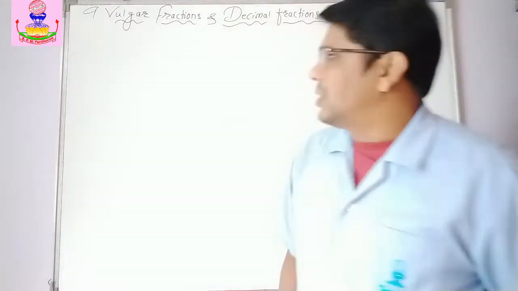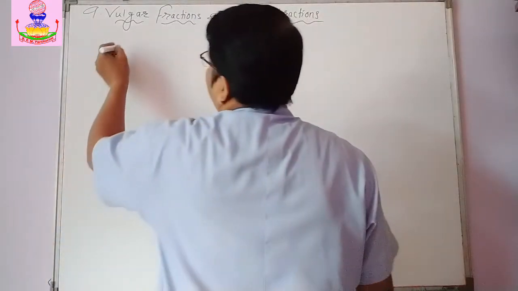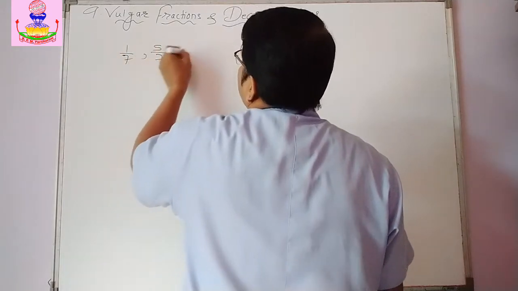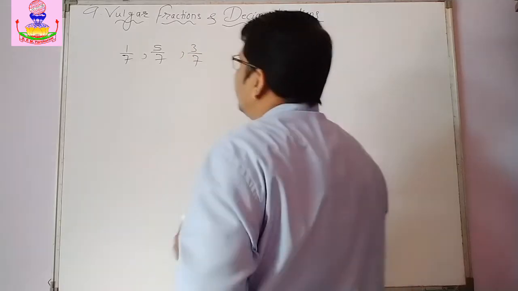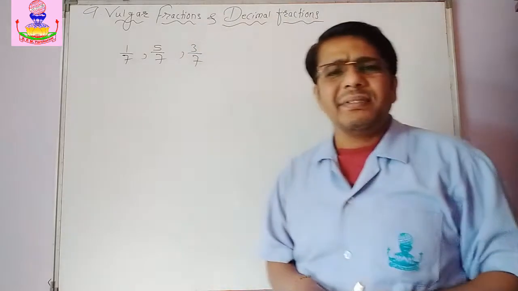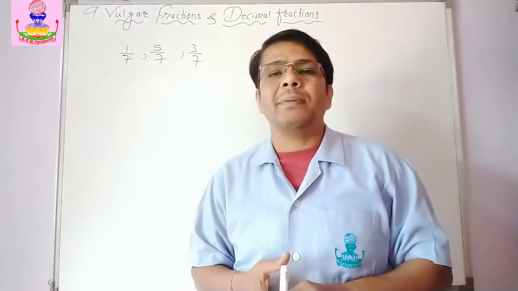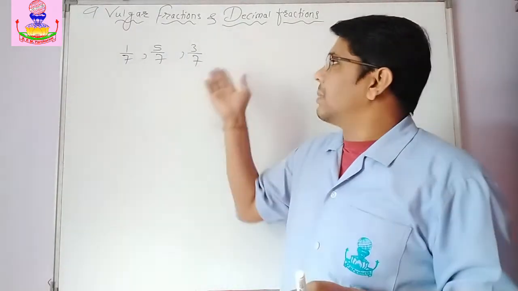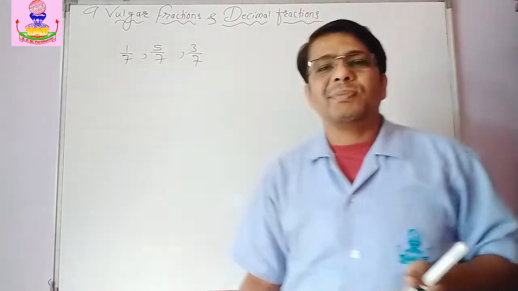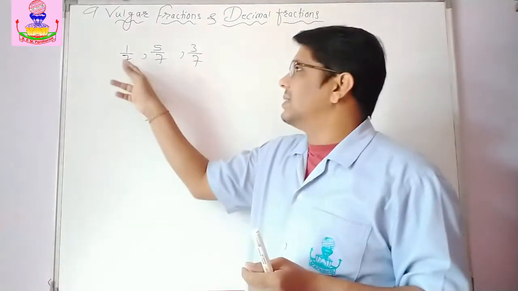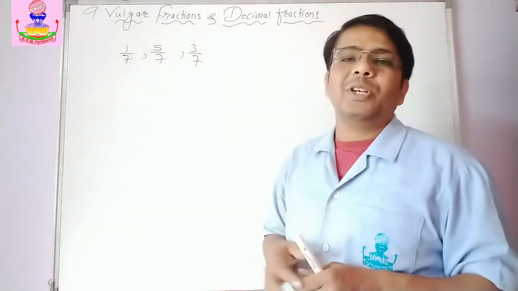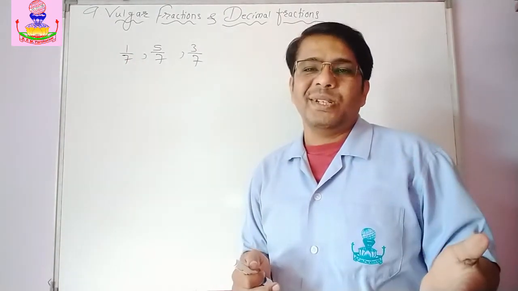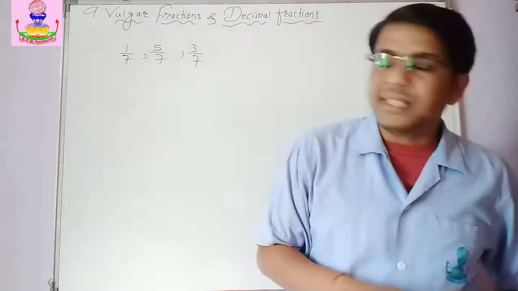Now, comparison. See, when the denominators are the same, for example, 1 upon 7, 5 upon 7, 3 upon 7, it is easy to compare. Am I right? When denominators are the same, how do we compare them? See the numerators. Greater the numerator, greater is the fraction. Smaller the numerator, smaller is the fraction. So here 5 upon 7 is the greatest, 1 upon 7 is the smallest. Okay, now this is easy.